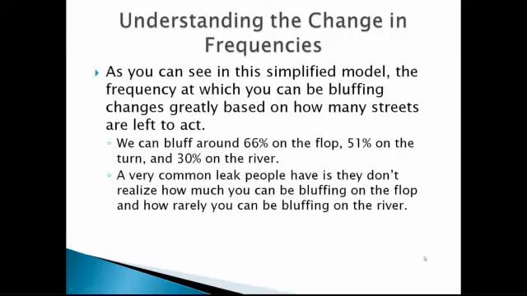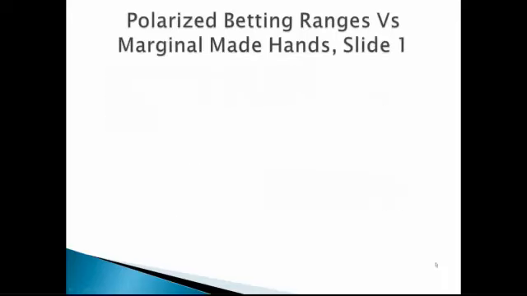The more streets there are left to act, the more you're allowed to be bluffing, because on each additional street, you bluff a little bit less, and finally you get to the last street, in this case the river, with a very balanced range. So bluff a lot at the beginning, and then don't bluff very much at the end when you're on the final street.